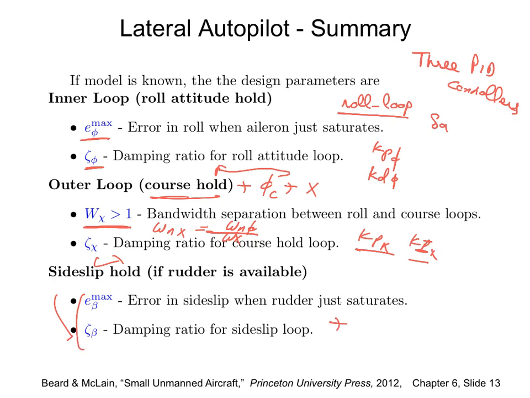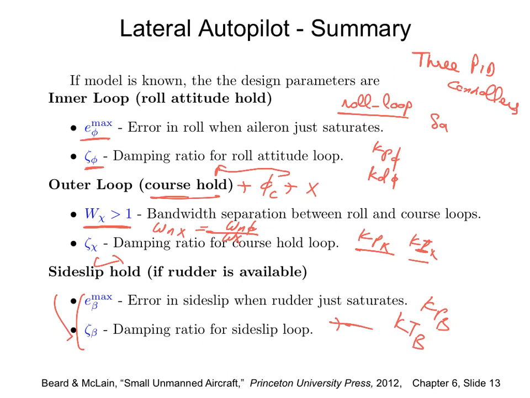So you can choose them as a user, and they will then be used to compute your gains. So you will have KP beta and KI beta, which these two parameters can be used for. Okay, so that's the idea here. Again, the lateral autopilot only has 3 controllers, or 3 loops, you can say.